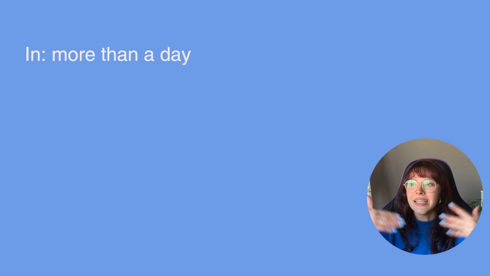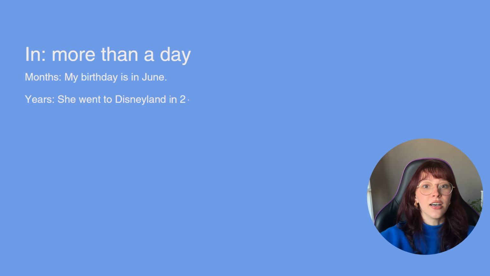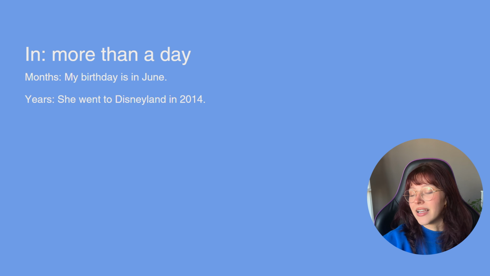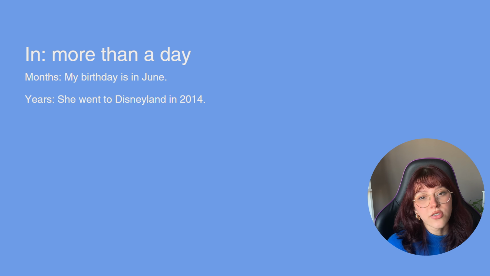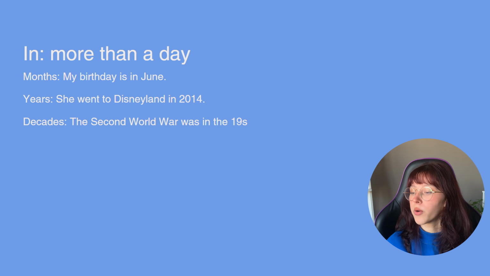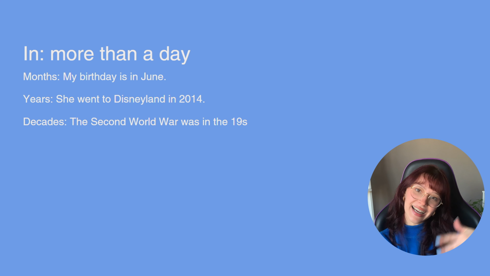We have some options. Months, for example. When you have a lot of days, months. Example, my birthday is in June. More than a day, what else? Years. If you have a lot of days, you have months, and a lot of months, years. Example, she went to Disneyland in 2014. We also use in to talk about decades. So, the Second World War was in the 90s. So, use in the decade, in the 90s.